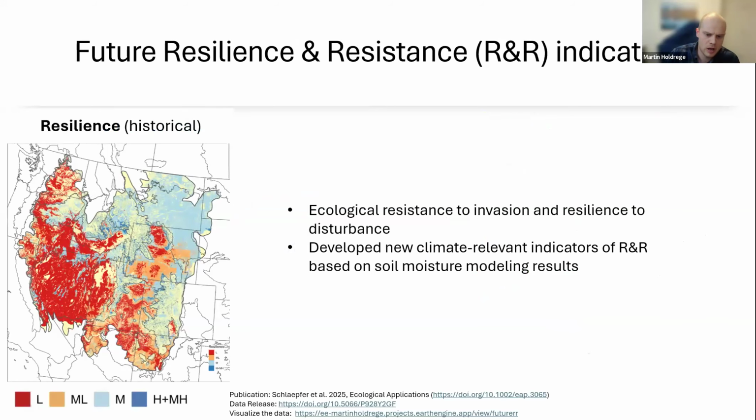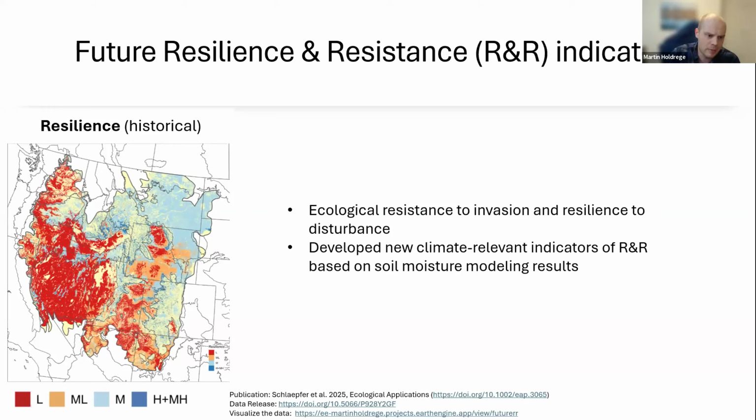So Gene Chambers has been working on research for some time now, looking at the ecological resistance to invasion and resilience to disturbance. And Daniel Schlapfer, in collaboration with Gene and others, worked on developing some new climate relevant indicators of resistance and resilience based on that soil moisture model that I mentioned. And the point here being that you can then have indicators for resistance and resilience that are not fixed for a location, but are able to change through time as climate changes.